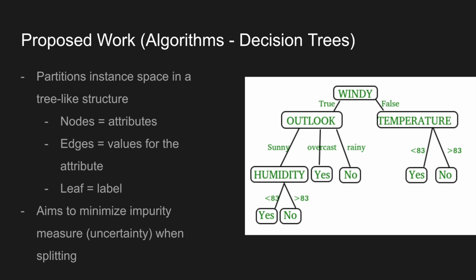This structure is not limited to binary categorical attributes. It is also applicable to attributes with multiple categories. As you can see, the outlook can either be sunny, overcast, or rainy. That's 3 edges, and then they lead into either humidity and then either yes or no for the labels.